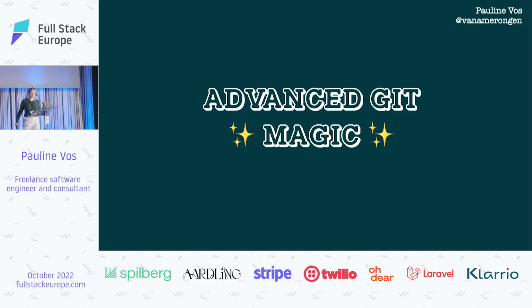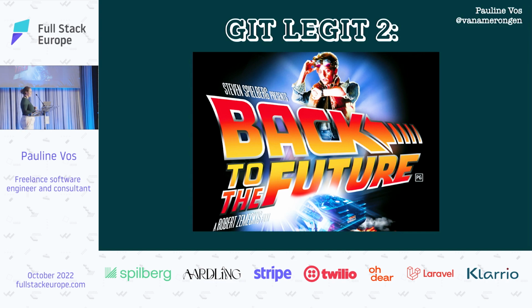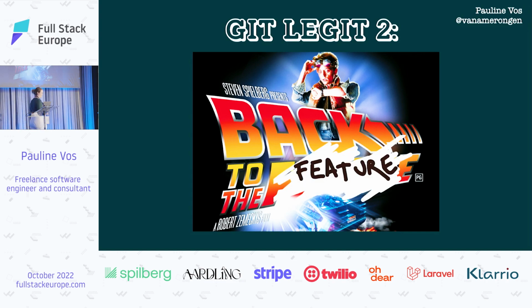Okay, so let's move on to advanced Git magic, which is what I called this talk, but it really should have been called Git Legit 2. Git Legit is my first Git talk. Back to the feature. Because as I said, it's more of a sequel to the first Git talk, and we're going to do some crazy time traveling stuff as well.